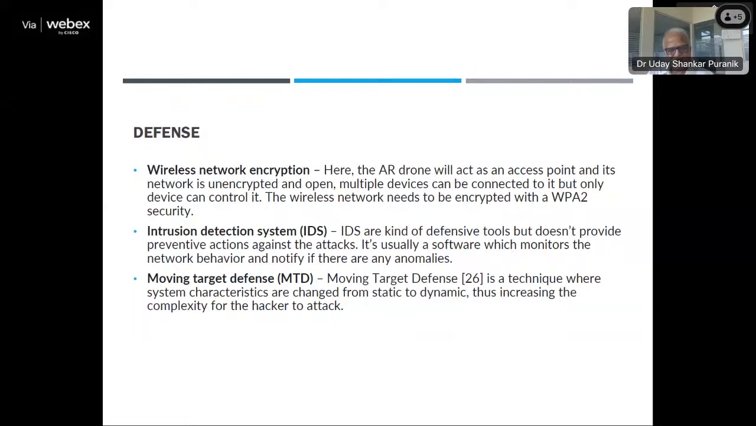And for us, from an agriculture perspective or even a UAV perspective, what is important is moving target defense. Moving target defense is where the characteristics are changed from static to dynamic, and that increases the complexity for any cyber criminal to attack. For example, one of the things that changes is the IP address. Instead of making it static, we change it into dynamic, and we also mask it. So when somebody is trying to take control of your IP, it's not so easy for him or her to do that.